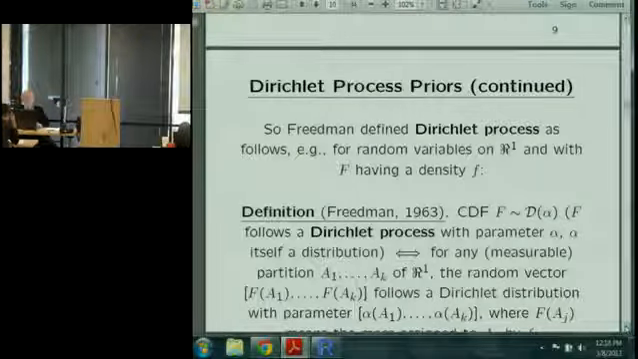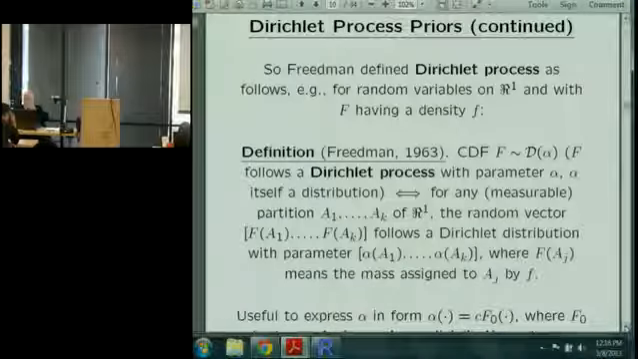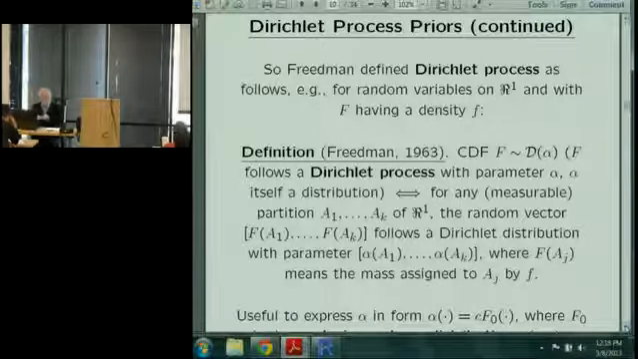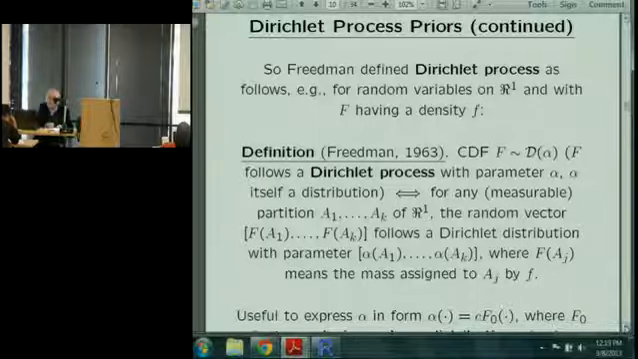So Friedman said the following. Okay, so I'm going to draw a little bit over here on this page that you can't see deliberately, and then I'm going to turn the document camera on so you can see it.